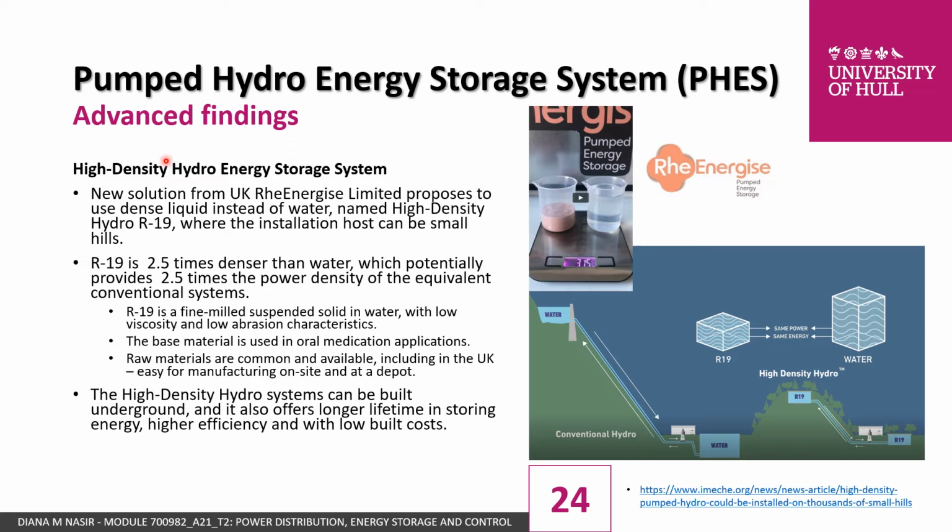One of the very interesting findings which I found on the pump hydro system is an attempt to downsize the system by using a high density liquid, which will replace the normal water, so the scale of the installation can be downsized from installing at high hills to smaller hills. This company, Reenergys Limited, which is based in the UK, proposed and invented high density hydro R19, whose density is 2.5 times denser than water, and in terms of power density it can generate 2.5 times better than the conventional system.